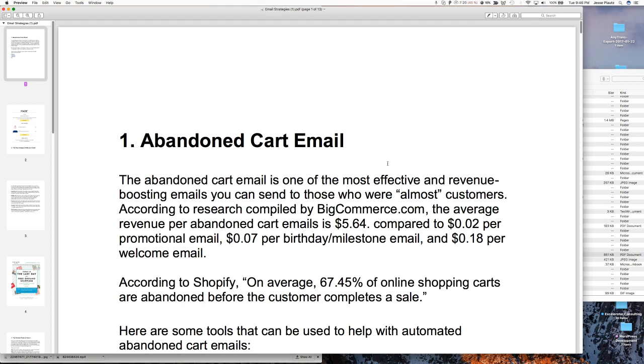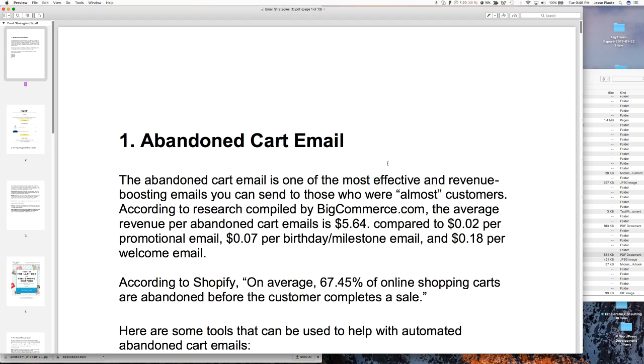So the first one is the obvious one. It's the abandoned cart email. This is the most effective because these are the almost customers. These are the people that are already interested in buying from you. Maybe they were shopping around. Maybe they were looking at the prices and they just hadn't gotten to checkout yet, or they got distracted or whatever.